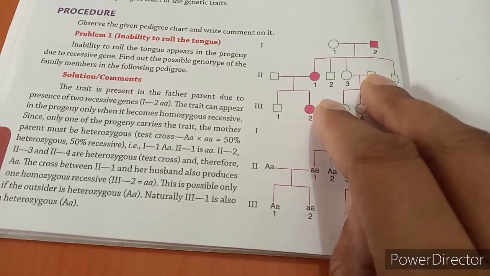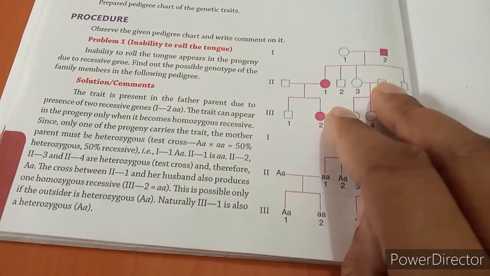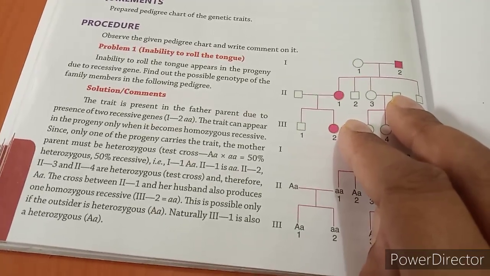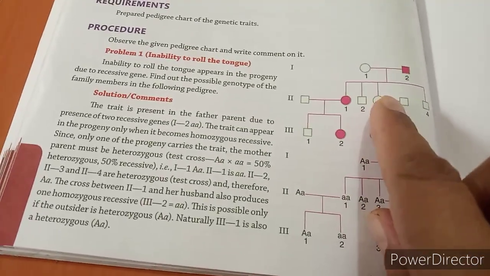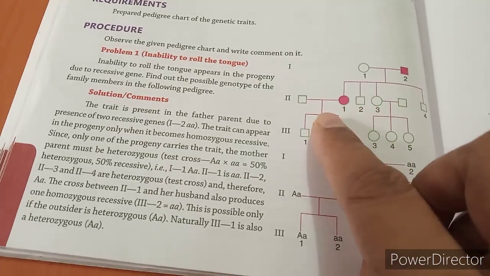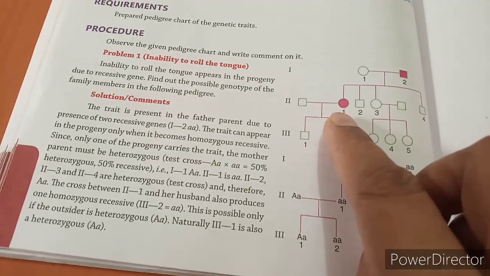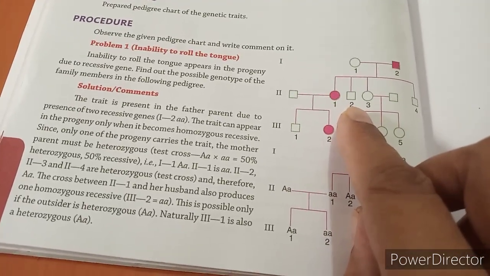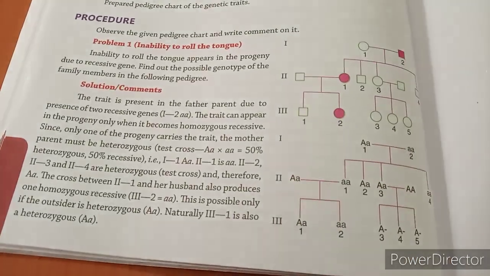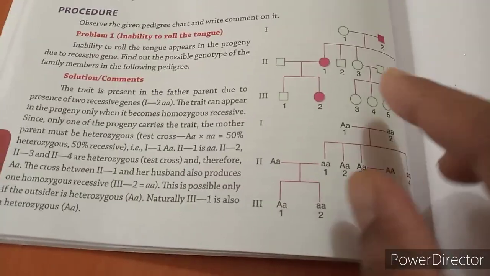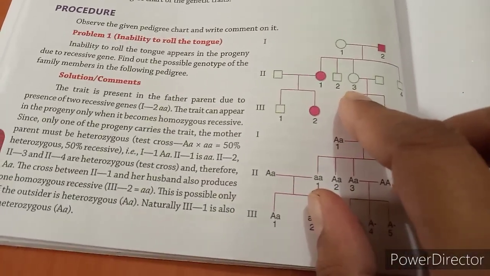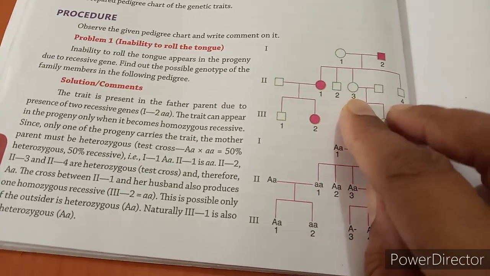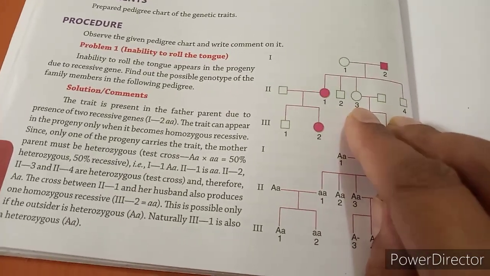So it is shown with a solid square. Here we are studying the inability to roll the tongue. Now, the children born to this couple: the first is a daughter who is not able to roll the tongue. The second is a son who is able to roll the tongue. The third is again a daughter who is able to roll the tongue. And the fourth is a son who is also able to roll the tongue.